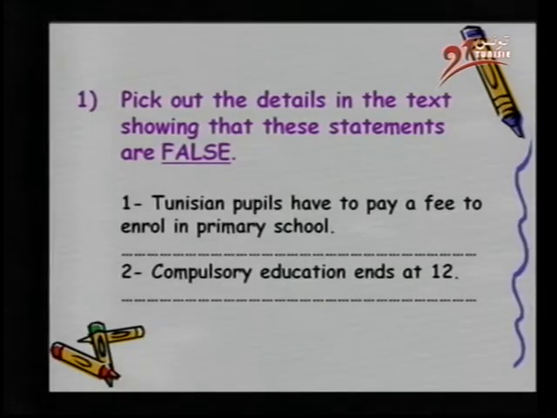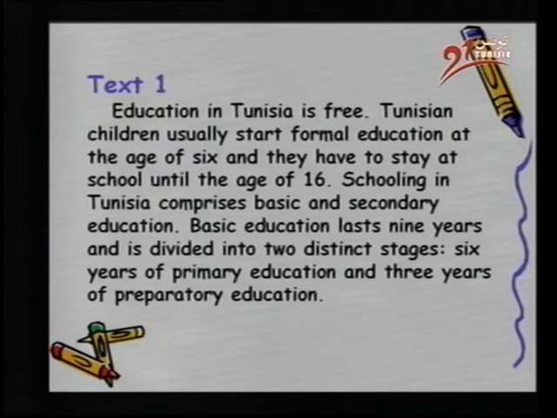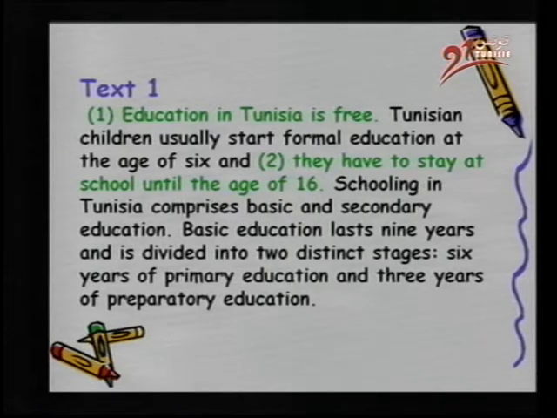Look at the 2 statements again. Now look at the text. Look again at the text and find the 2 details we need to show that these statements are false. Have you picked the 2 details out? What are they? Look at the text again. Look at the parts in green.